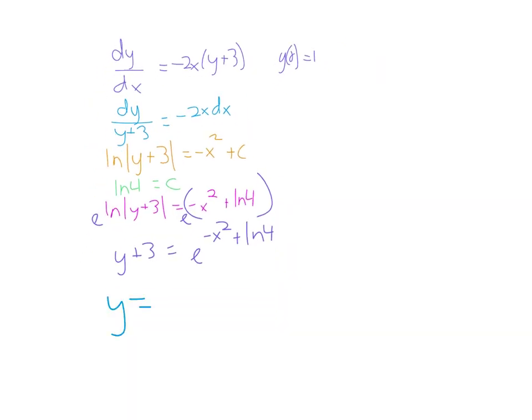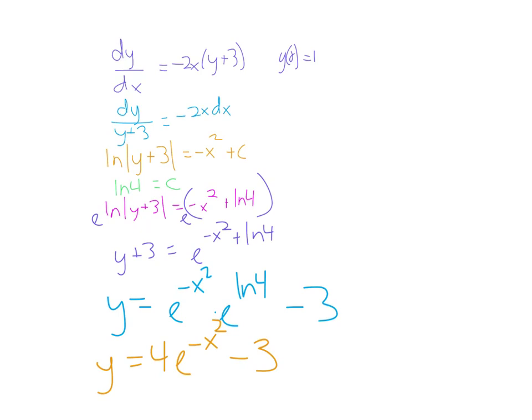Well, first I'm going to subtract the 3, but I'm also going to write it as e to the negative x squared times e to the natural log of 4, because that's a property of exponents. And then e to the natural log of 4, those are inverses, so that's just 4 e to the negative x squared minus 3. And that is my final answer on that one.